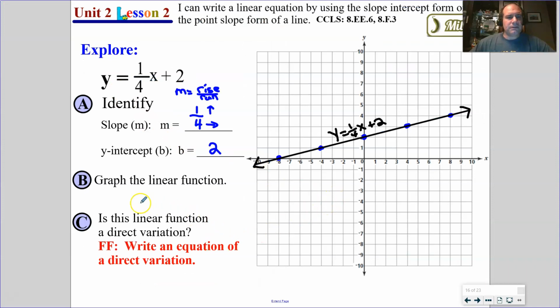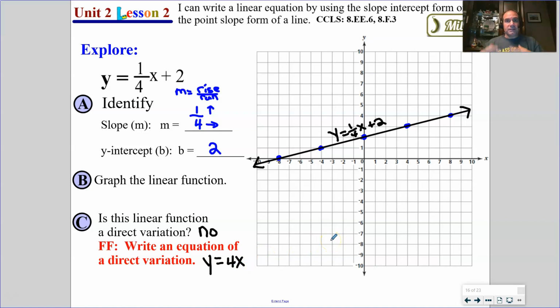Yes or no? No, it is not. The reason why is because it does not cross through the origin. Right? Write an equation that is a direct variation. I'm just going to write y equals 4x.